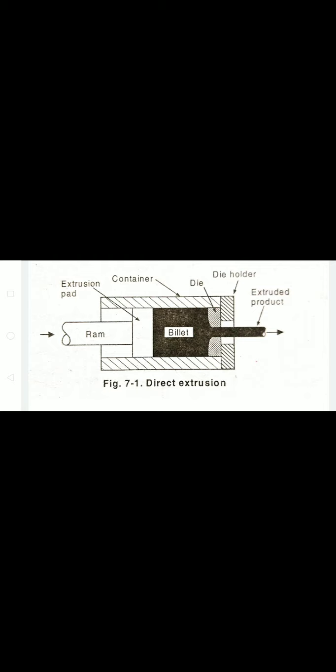In this process, the power required is very high, and the frictional forces are also high. All these can be reduced by applying metallic lubricants in the container, thereby you can avoid the frictional forces.